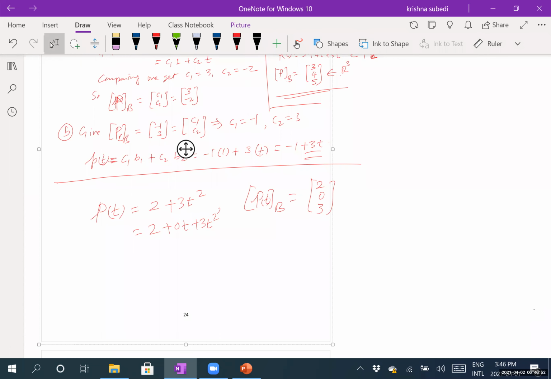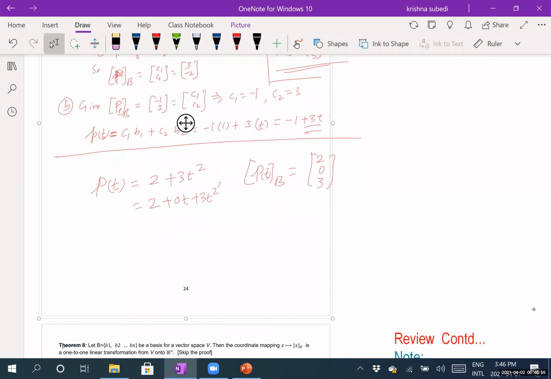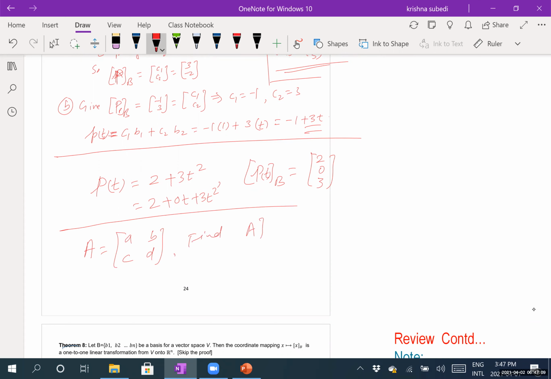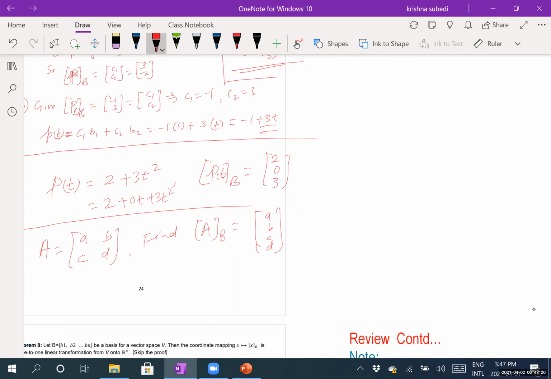In the same way, if you are given a matrix, let's say A, B, C, D, okay? So if I ask you find b coordinate of A, then this means it will be A, B, C, D. You just write that way. That is the b coordinate of A. All right. So now if you are given, let's say C equals 1, 0, 0, 2, for example, then if you want to find b coordinate of C, all you need to do is 1, 0, 0, 2. That's it.